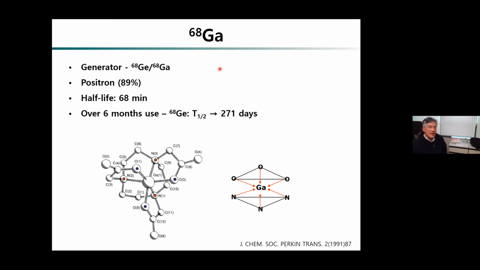Gallium-68 also has good properties for PET imaging. Here you can see the almost 1 hour half-life, and it is produced by the germanium-gallium generator, and the half-life of germanium is so long, more than 200 days. So after getting that generator, we can use it for more than 6 months for gallium production.